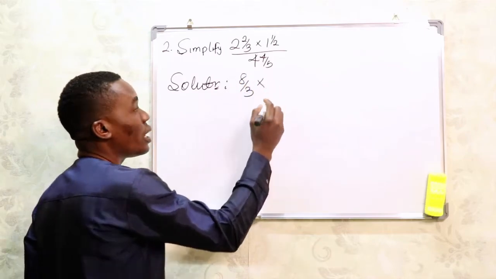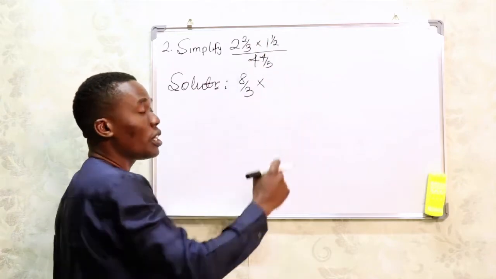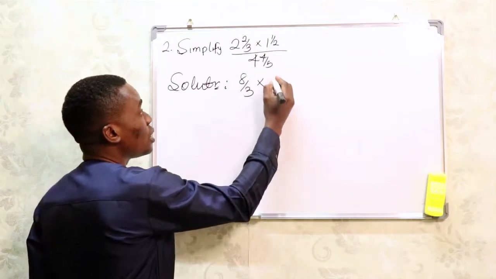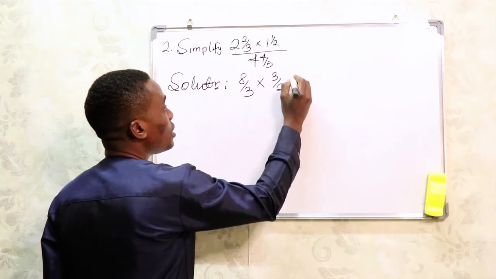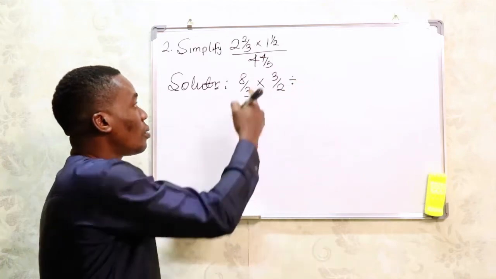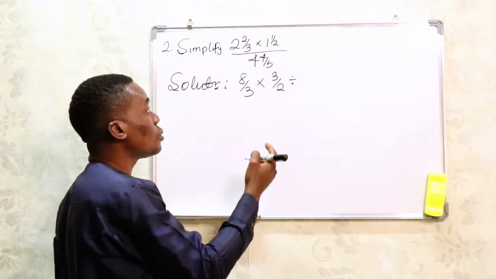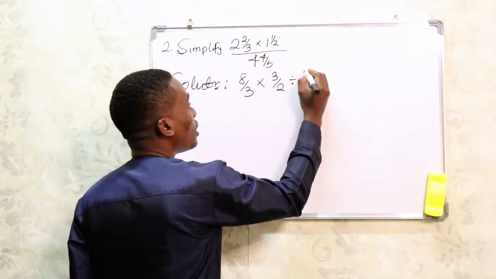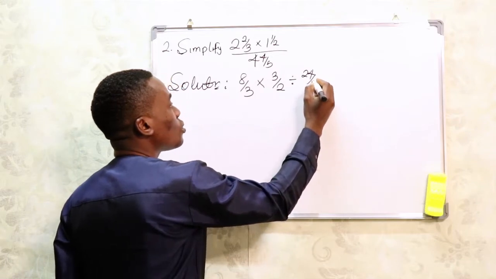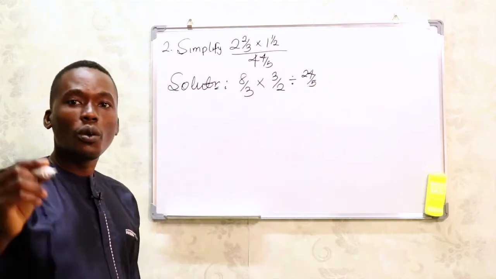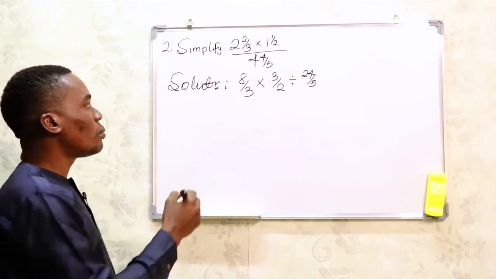Now multiply 2 times 1 will give you 2, plus 1, that will give you 3/2. Now this is going to be divided by 4 times 5 is equal to 20. 20 plus 4, that will give you 24/5. Now to get this solution correctly, we are going to apply the BODMAS rule.